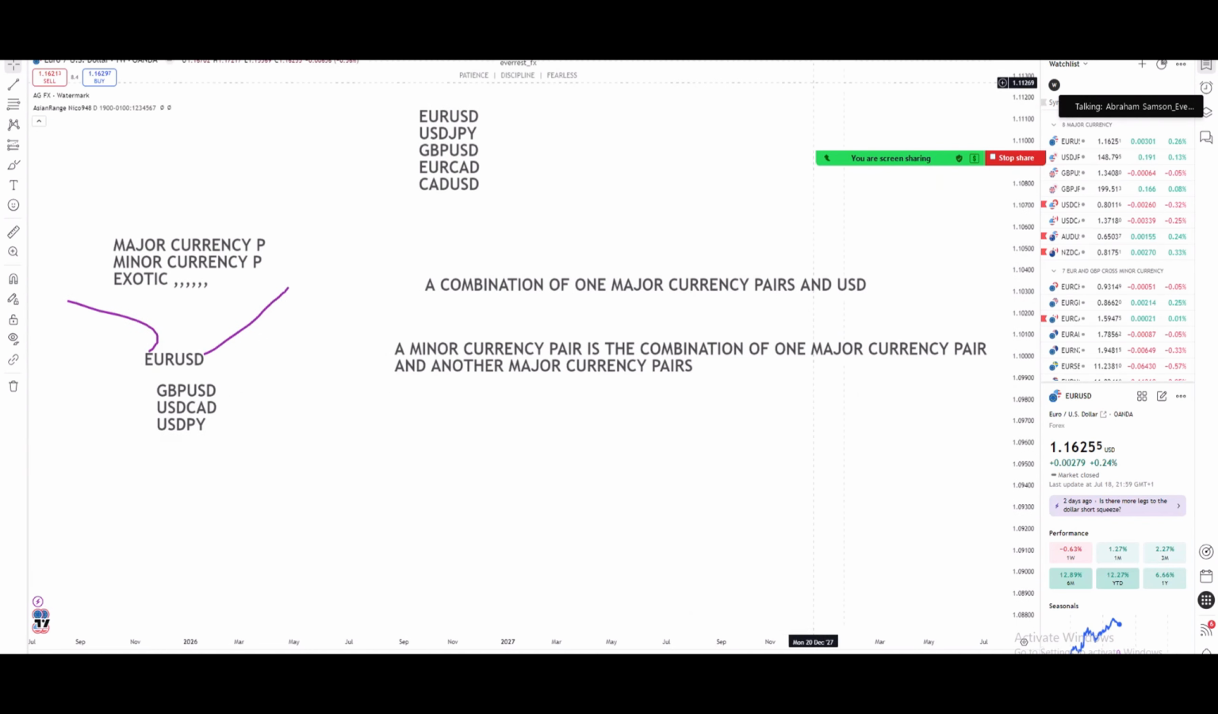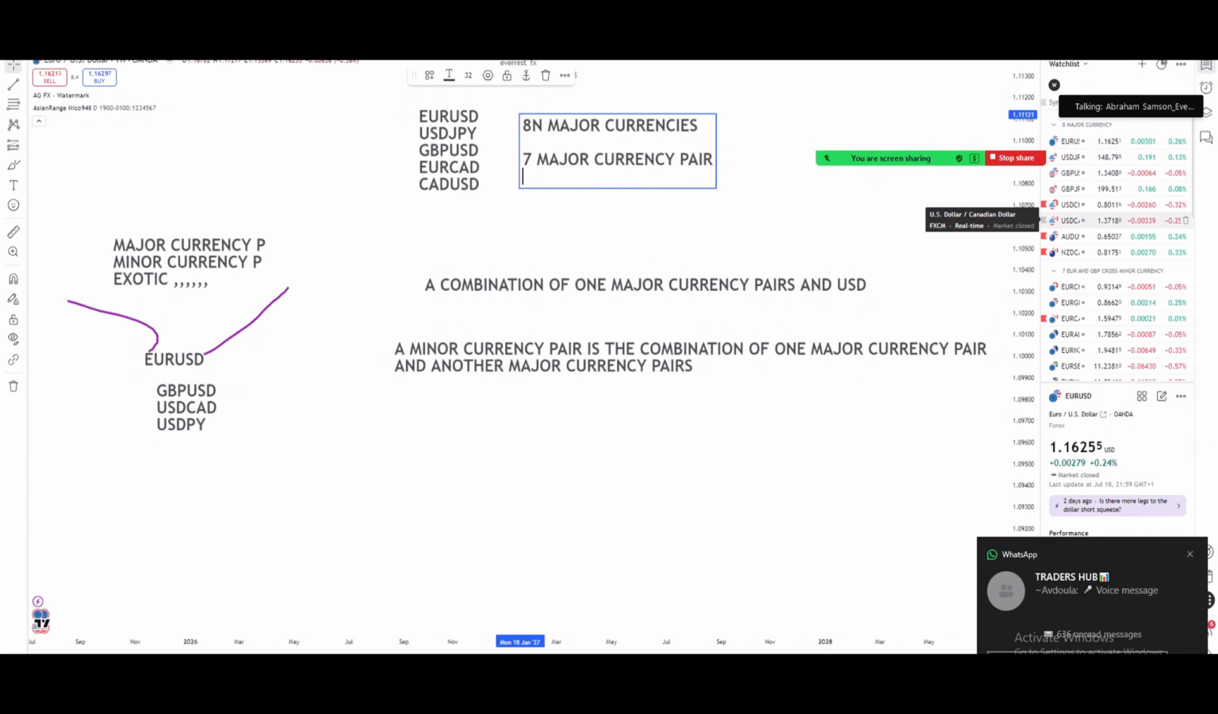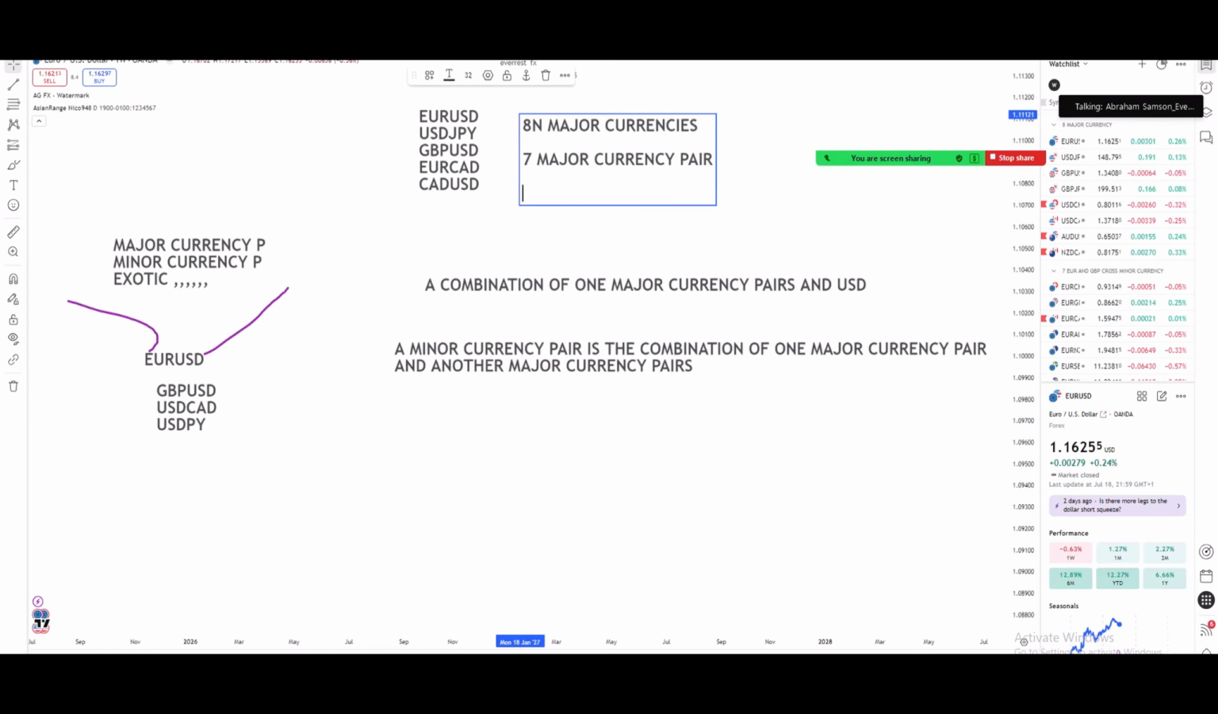So now I want you guys to know one more thing. In total, we have 8 major currencies. And for currency pairs, we have a total of 7 major currency pairs. While for minor currency pairs, we have about 21. Okay, so I'll list them down and send them into the group.